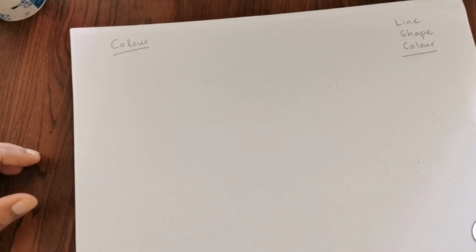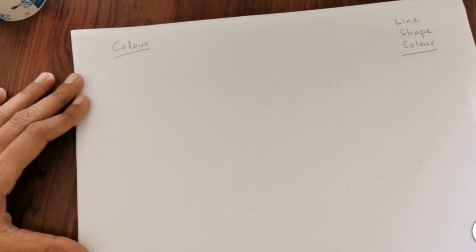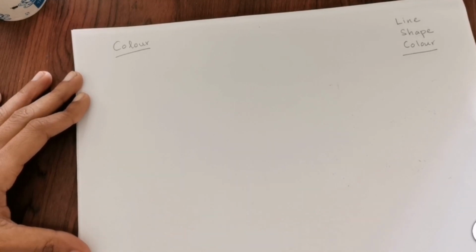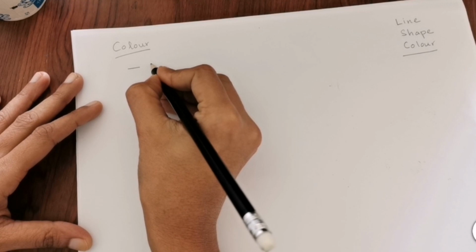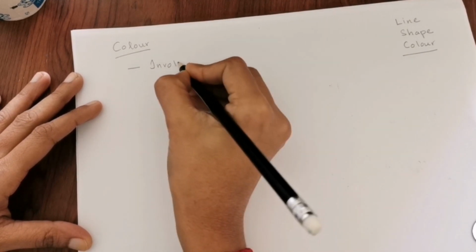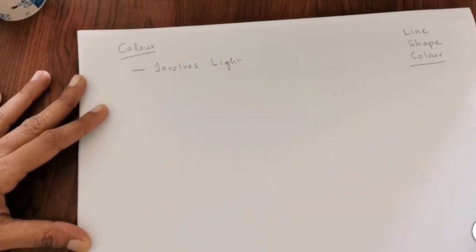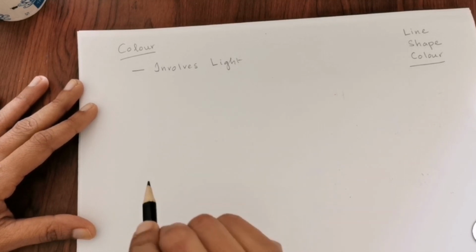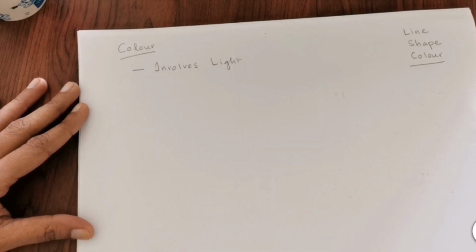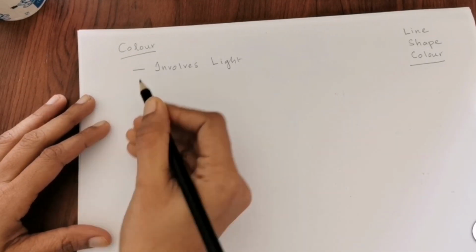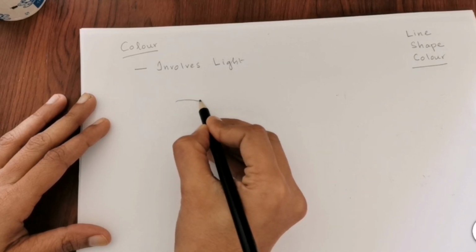So what is color? What is a color actually? We see colors on every object, and color is the only element of art which involves light. So you can note it down: the only element that involves light is the element called color. Before explaining color, I will tell you about light also. In the visible spectrum of light, there are 7 component colors, that is, 7 frequencies.